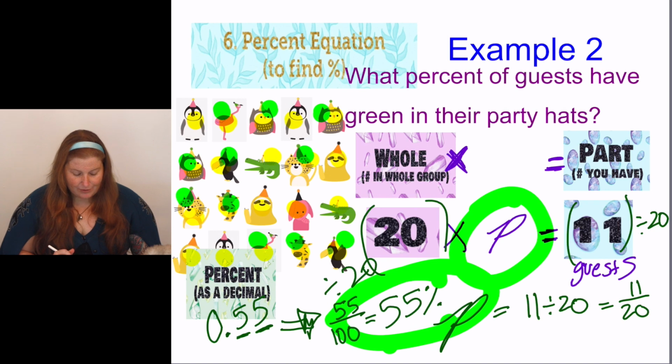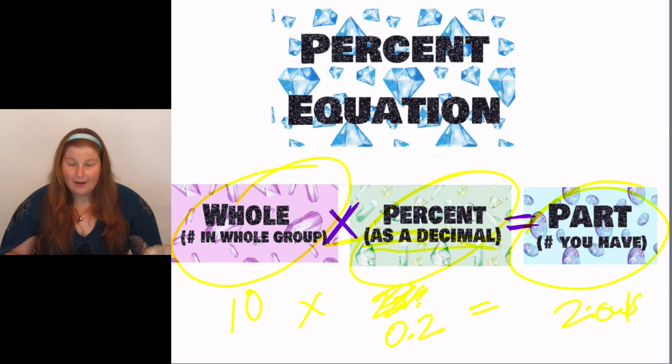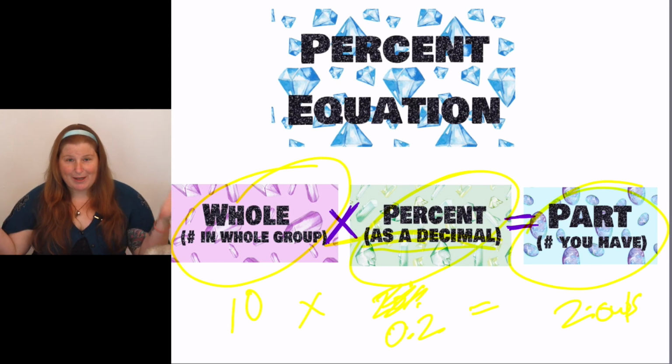So I want to remind you that even though you have the percent proportion equation, you can also use the percent equation that we learned today for the same purpose of isolating your variable to solve for a percent when you know how big one whole group is and how much of that whole group you have.